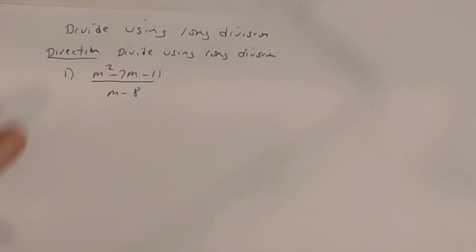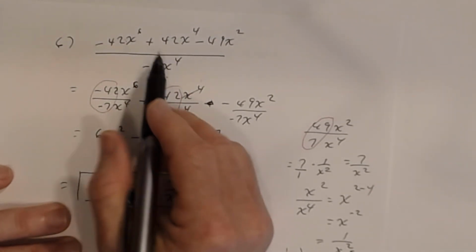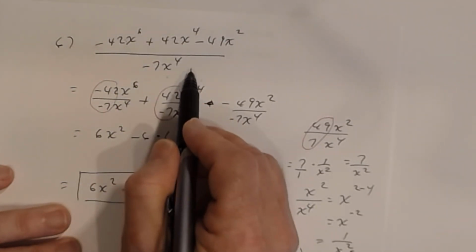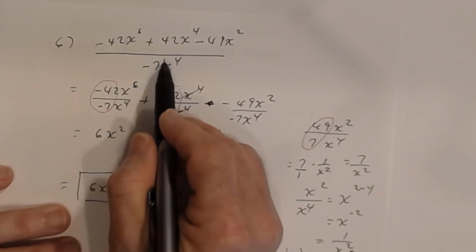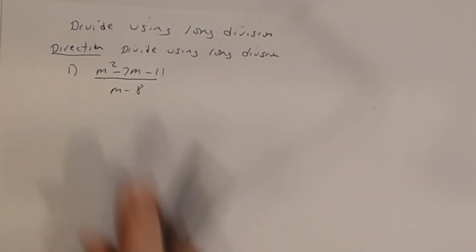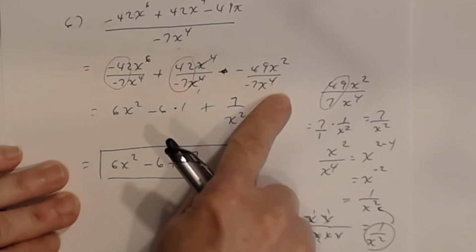Now let me remind you, y'all remember a monomial is a polynomial. So technically you do have a polynomial divided by a polynomial. It's just a monomial. Here you have two terms in the denominator, so you cannot use this approach.